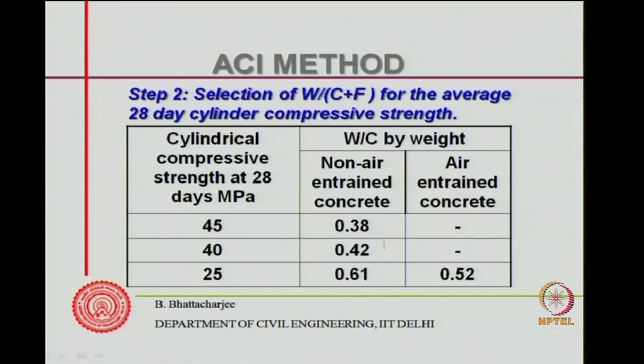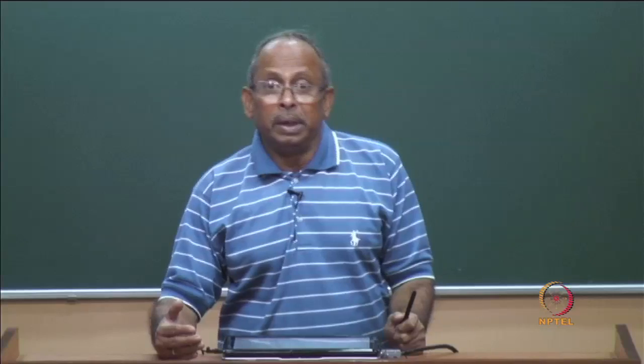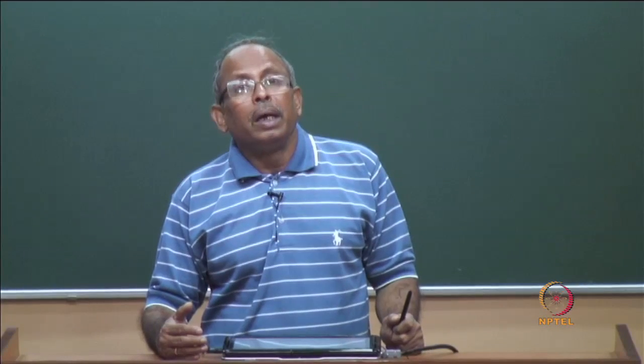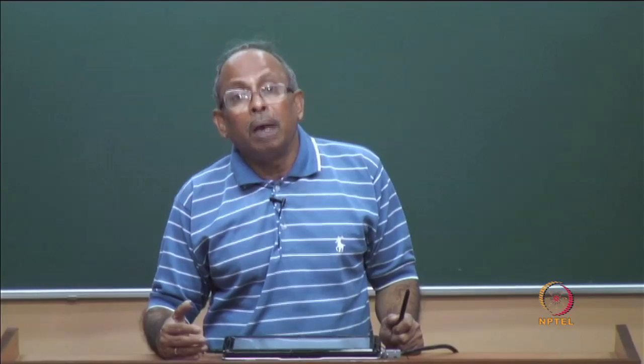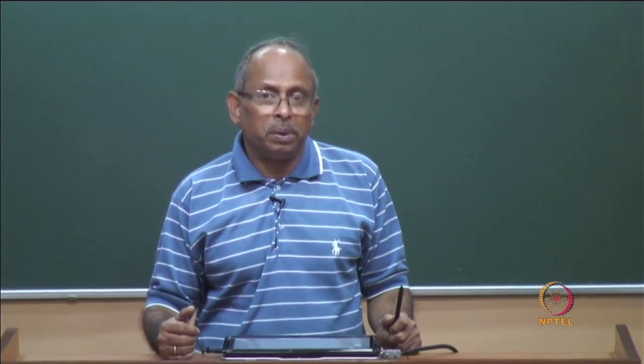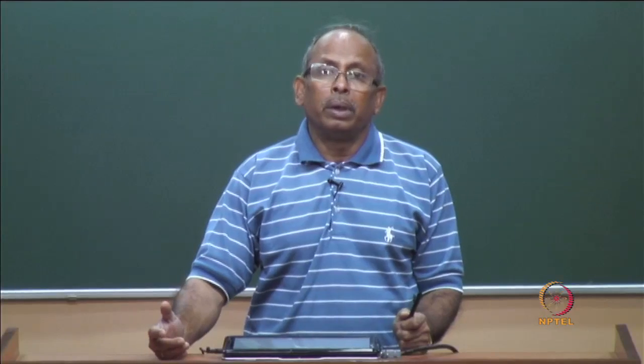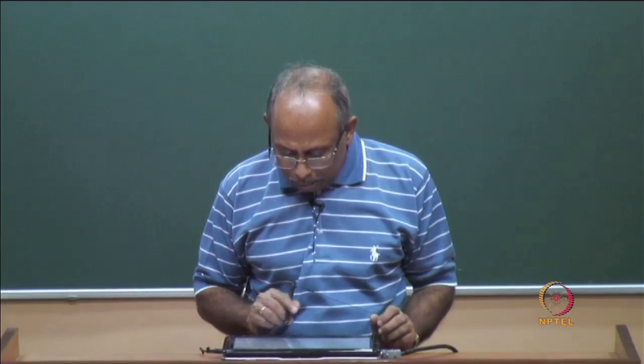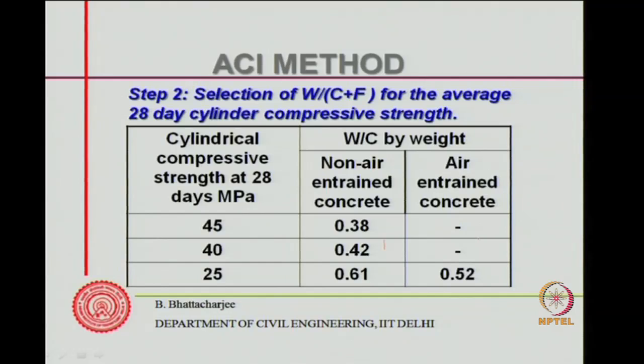So, you can distinguish this from the other two methods. First of all, in Indian method, it is suggested you take it from experience or the durability requirement. In the British DOE method, strength versus water cement ratio curves are given. So, you have to pick up one of the curves. Here the recommended water cement ratio is given in terms of a table. So, from the table you pick up for air entrained concrete and non air entrained concrete.